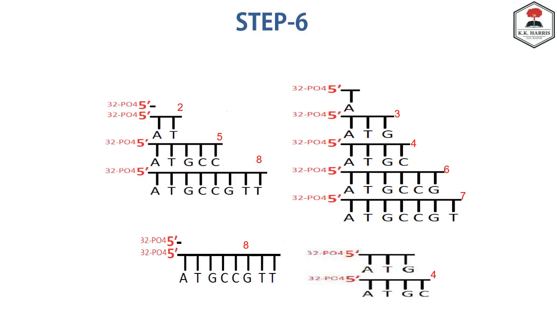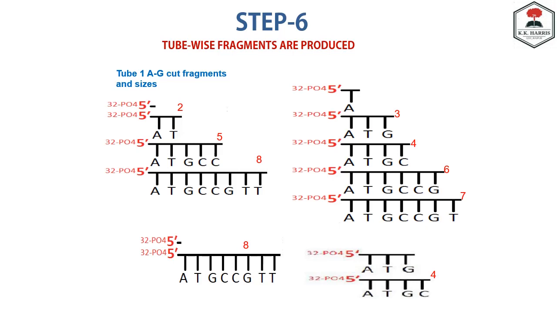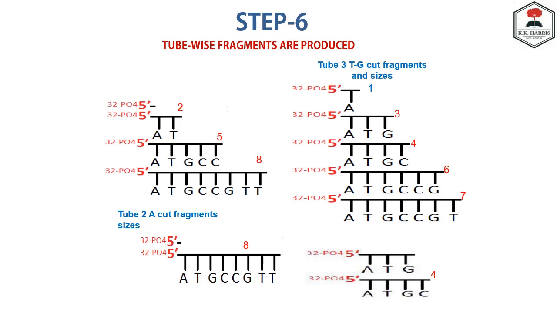Step 6. Tube-wise fragments are produced. Tube 1, A+G cut fragments and sizes. Tube 2, A cut fragments and sizes. Tube 3, T+G cut fragments and sizes. Tube 4, C cut fragments and sizes.